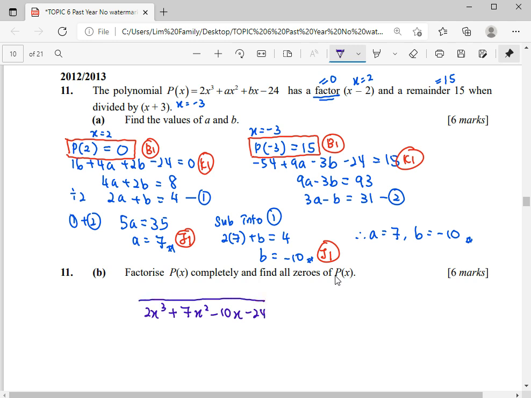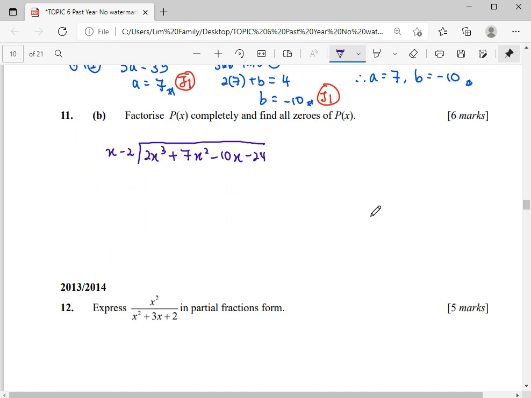Divide it, we do long division, divide it with its factors. So we will divide it with this factor in order to get other factors here. So how to do long division?